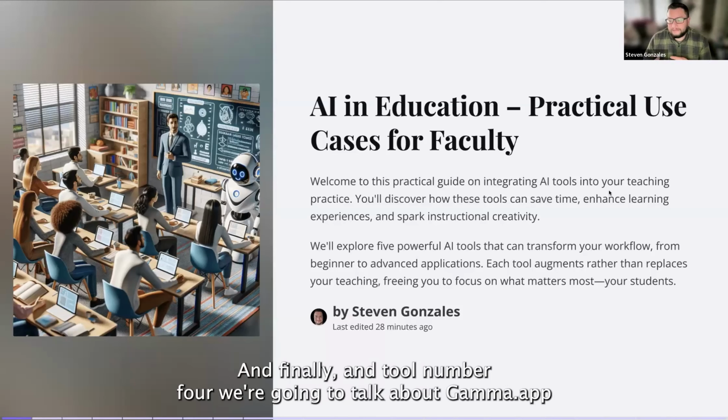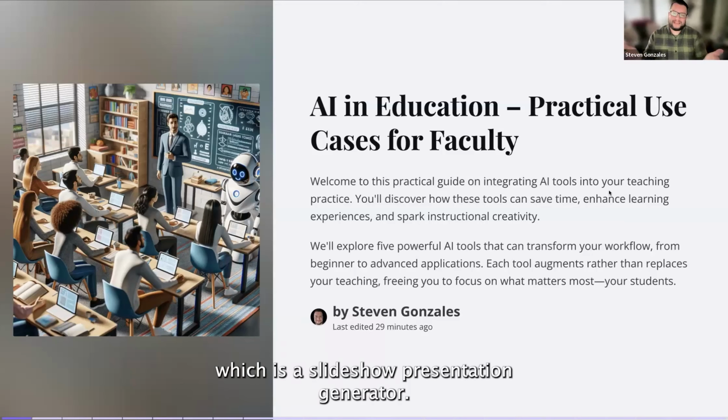And finally, in tool number 4, we're going to talk about Gamma.app, which is a slideshow presentation generator.